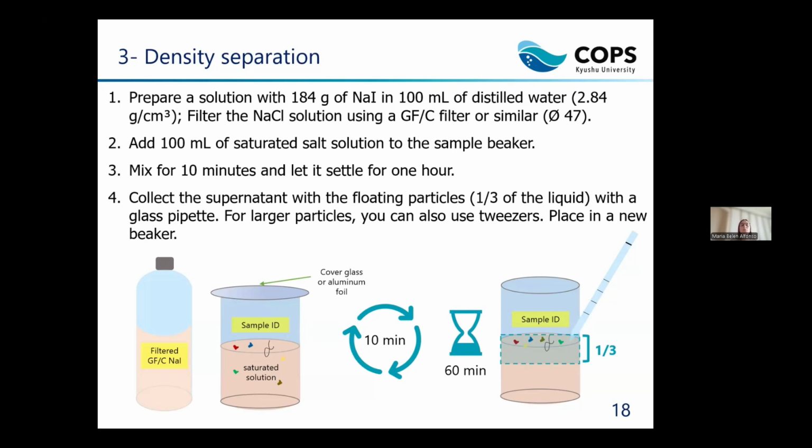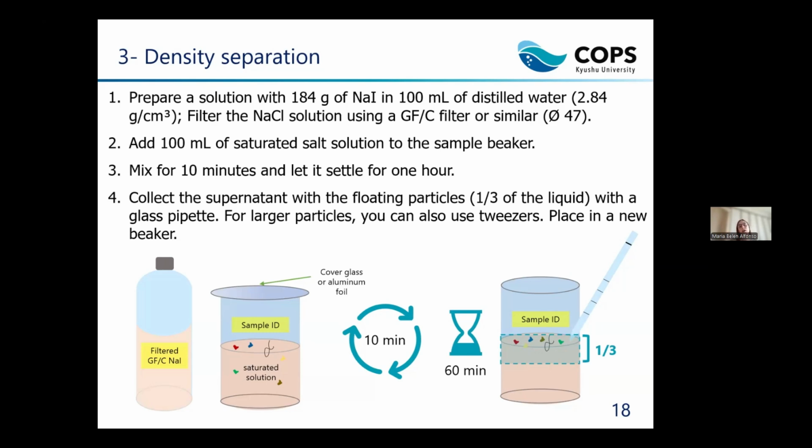After that, you will take 100 milliliters, for example, of saturated solution and put it in a sample beaker, then mix with the sample, right? With the remaining sample from the digestion from the previous step, and mix for 10 minutes and let it settle for 1 hour. Then you will collect the 1/3 supernatant using a glass pipette.